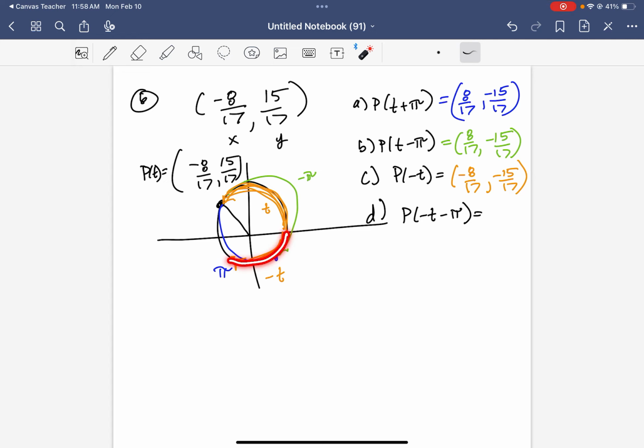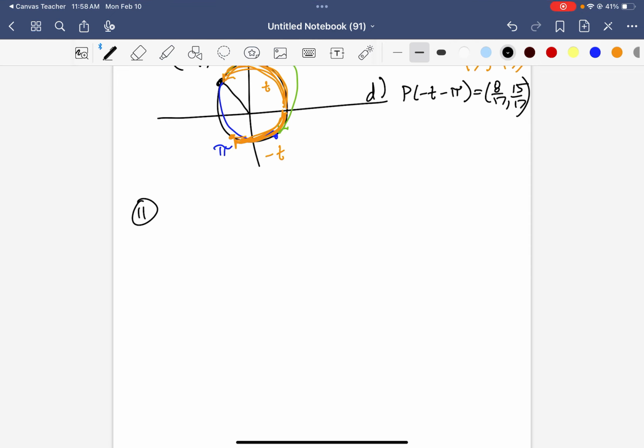Again, if I go negative t, that's this way. And then I subtract pi units. It's going to put me right here, yes? So that's going to be both of them positive. It's going to be in the first quadrant. It's going to be 8 over 17 and 15 over 17. So the real idea there is we're seeing that all those have similar x and y coordinates. They're just off by a sign, which is pretty amazing.